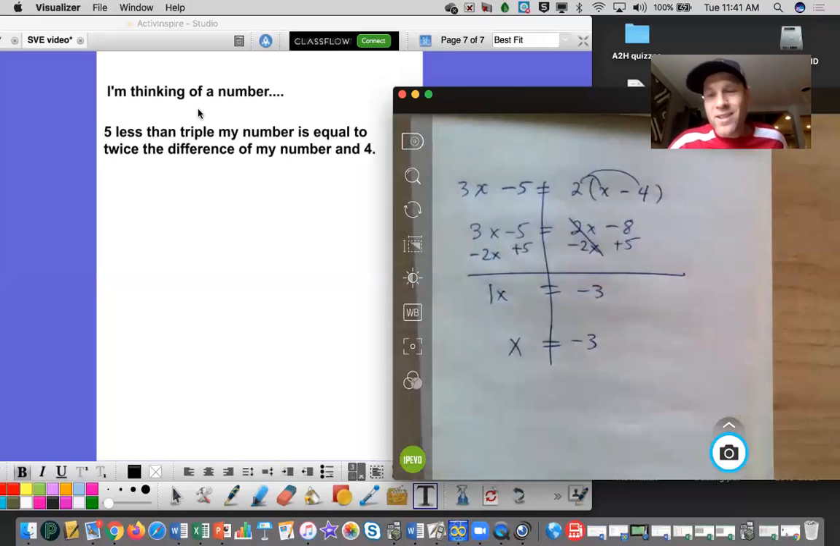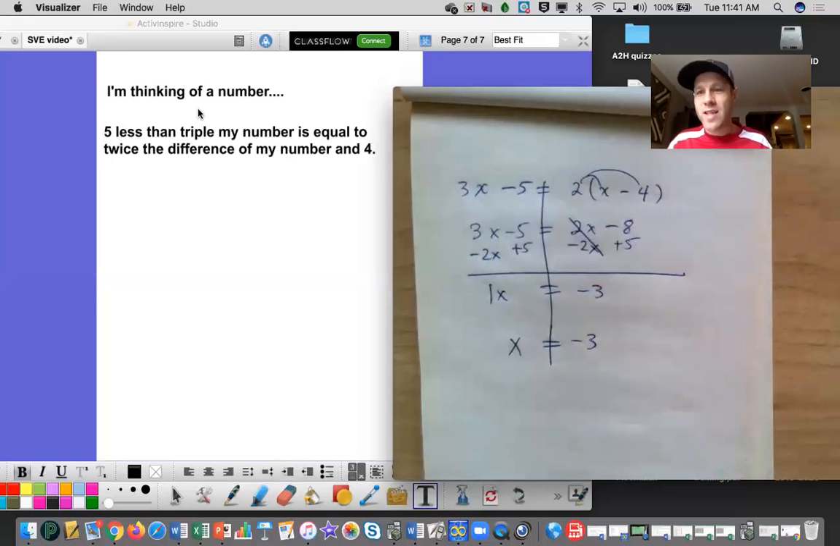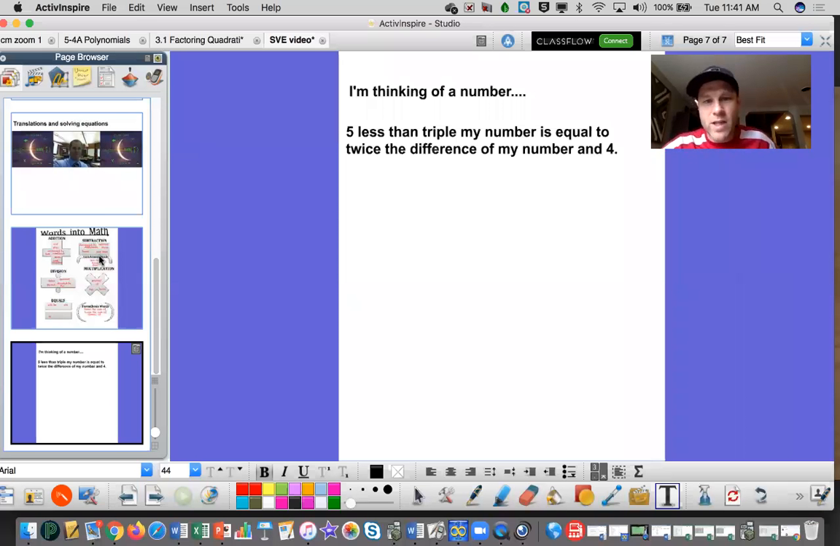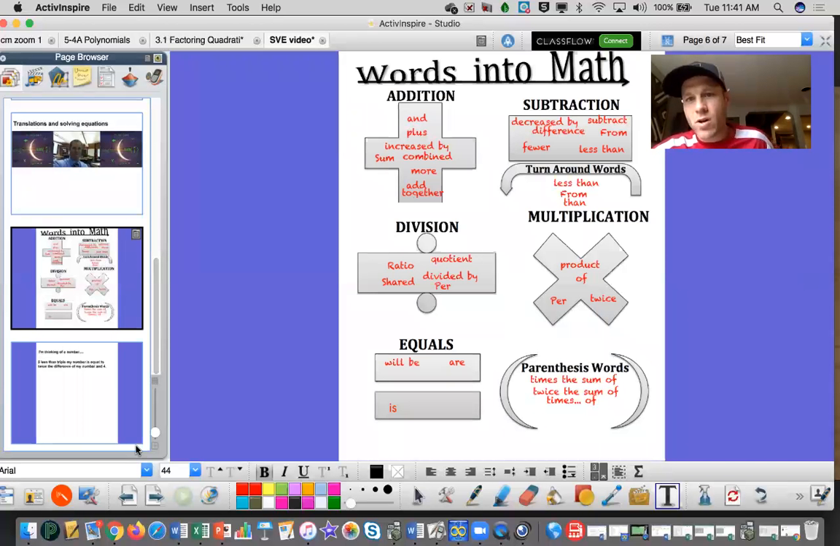So don't forget, turn around every from and then. And don't forget your parentheses phrases. Anytime you see times with the sum of or times with the difference of, those things mean parentheses. Here it is again. If you want to jot these down or pause it, there's all the words. Notice how typically kids will think that difference is a turnaround word. It isn't. It just means subtraction.